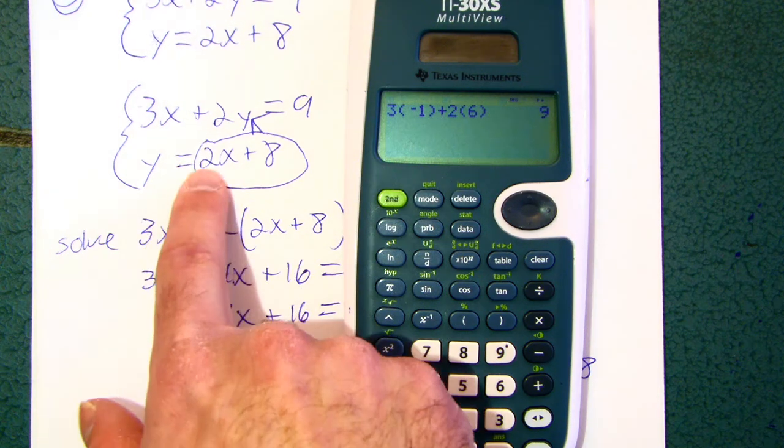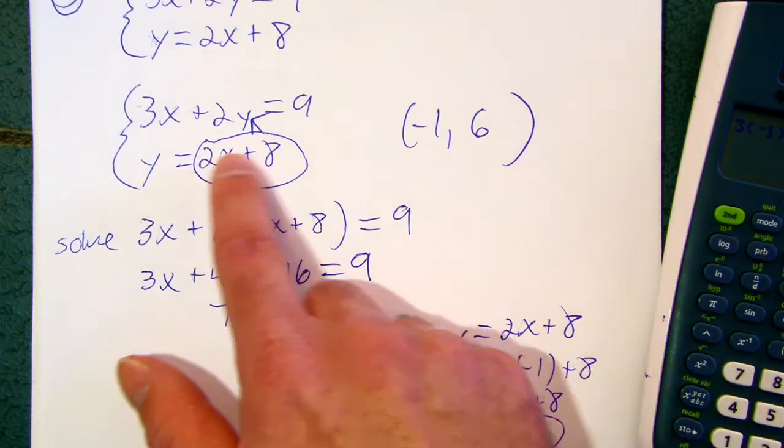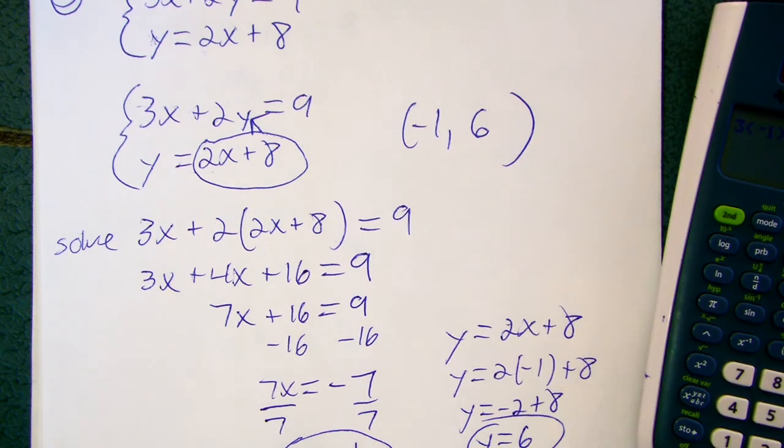Again, 2 times negative 1 is negative 2. Negative 2 plus 8 is 6. So it does work in both. So checking your answer, it doesn't always have to be like a super long process, but it's definitely something good to do. Make sure you did all your algebra correctly.